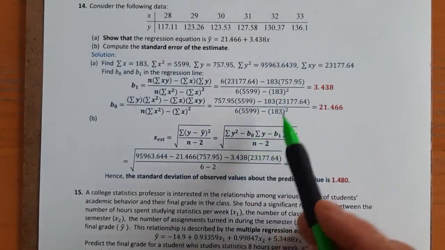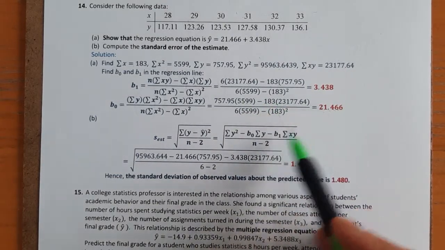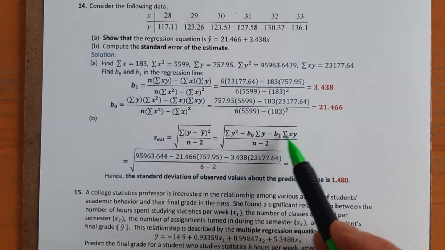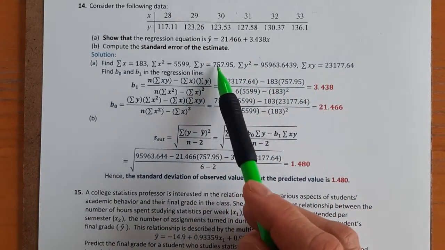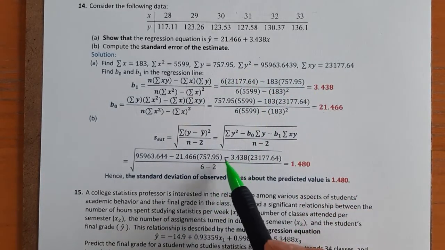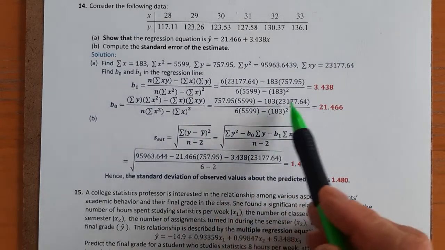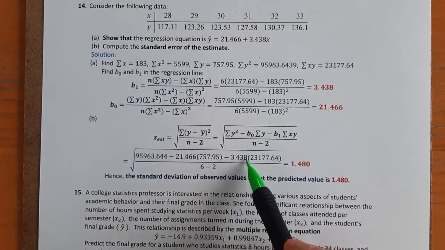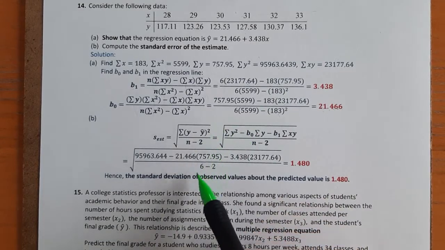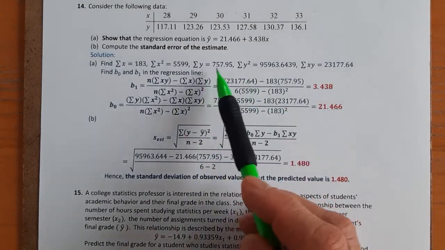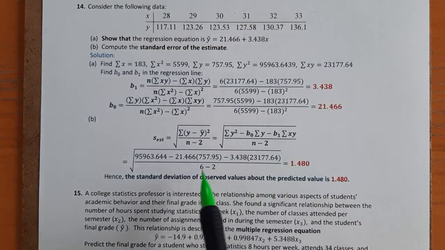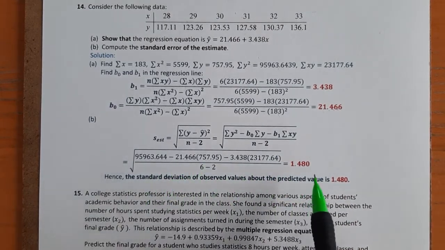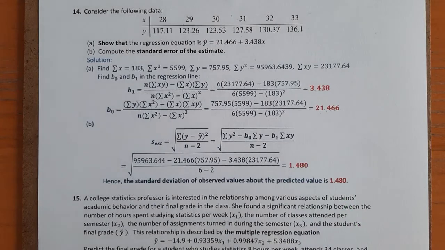Minus b0. B0 is 21.466 times summation of y. Summation of y is here 757.95 minus b1. B1 is 3.438 times summation of xy. Xy is 23177.64. And use a calculator, figure out, you get 1.480.